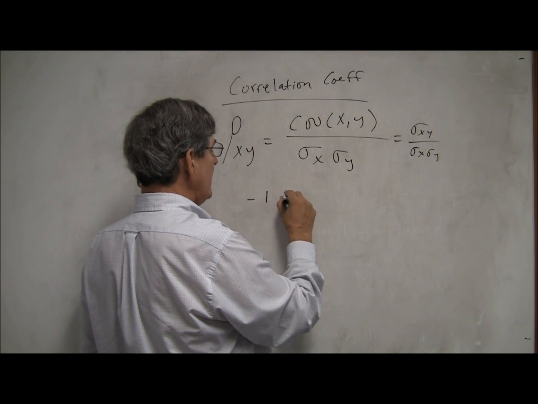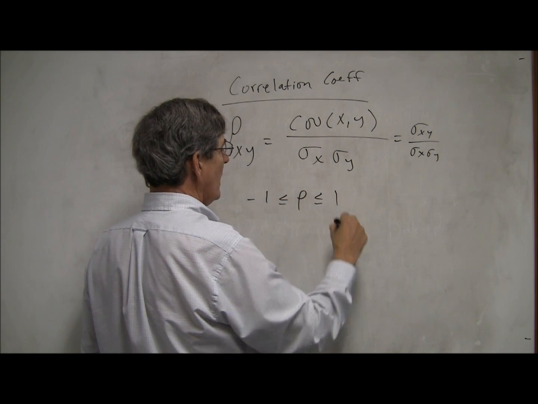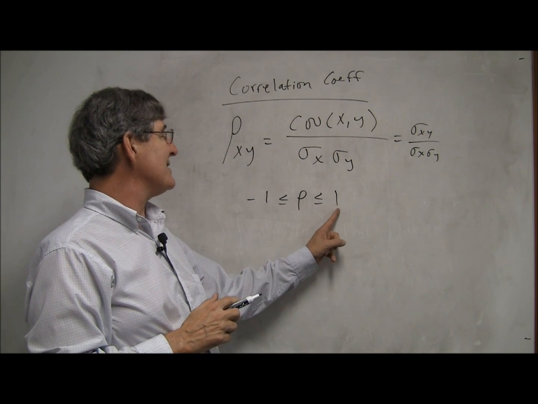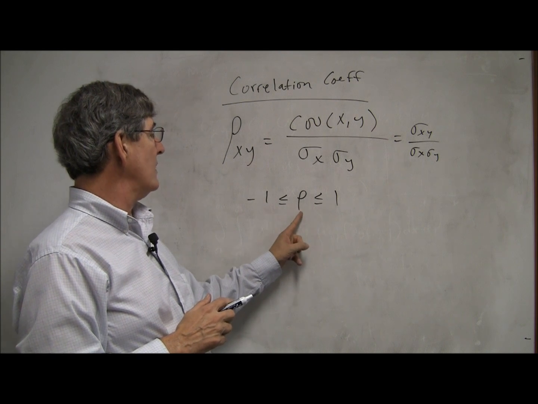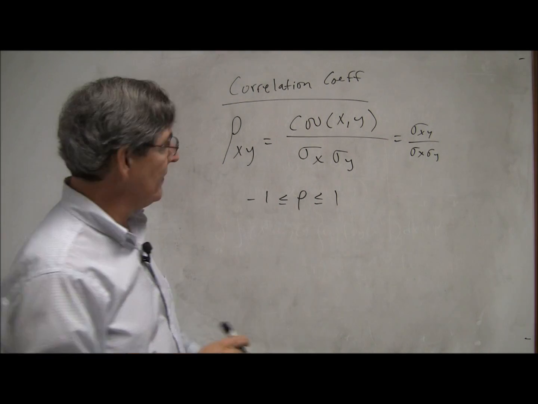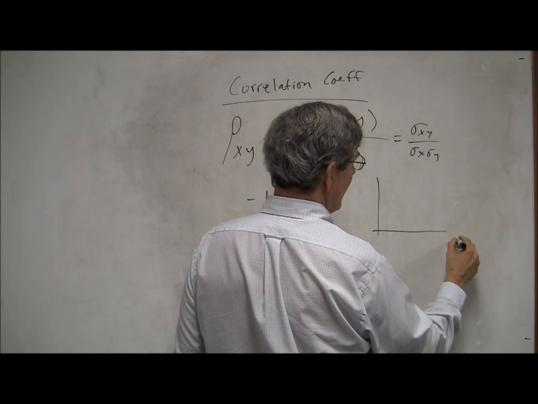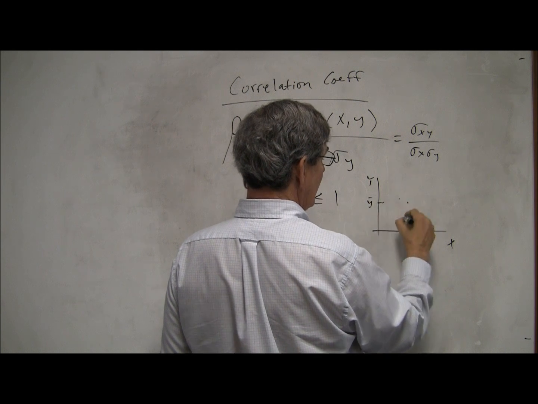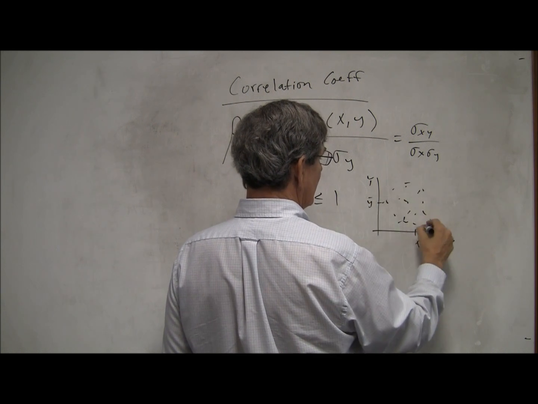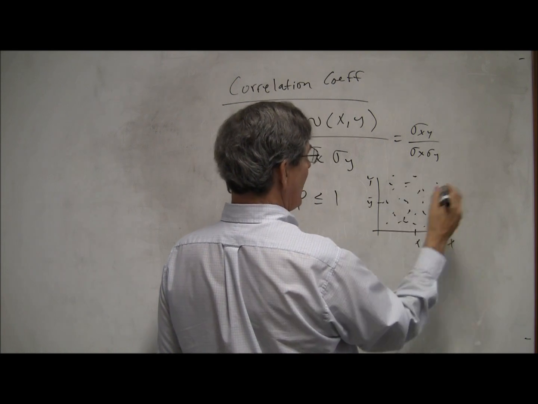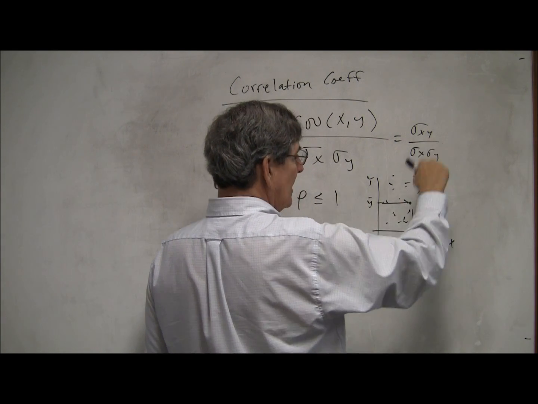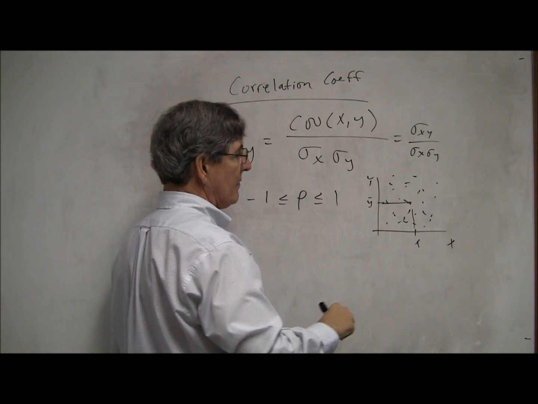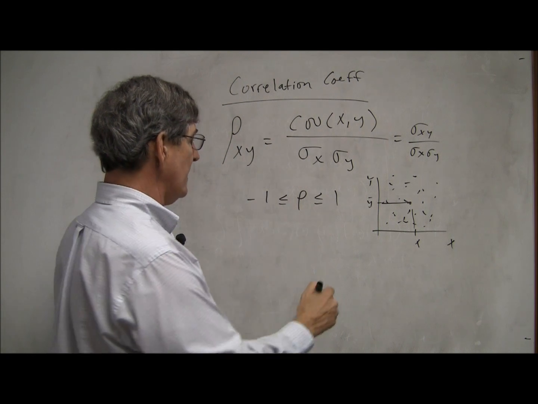It's always between -1 and 1. Negative 1 is perfectly negatively correlated. 1 is perfectly positively correlated. And rho equals 0 means there's no correlation at all. So if rho is 0, and you have x here, y here, and here's x bar, here's y bar, there's no relationship. It's just a scatter of points. When x is above its mean, y is above or below. You can't really tell. When x is below its mean, y is above or below. You can't really tell.